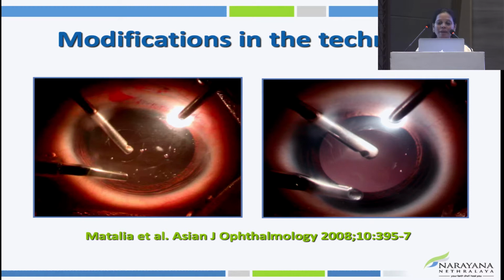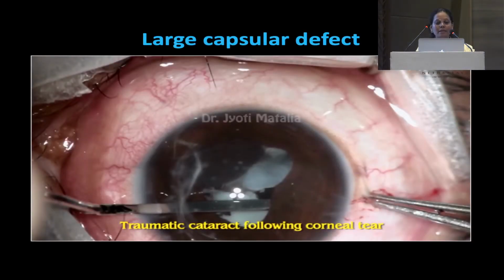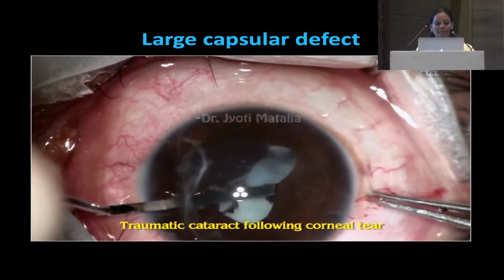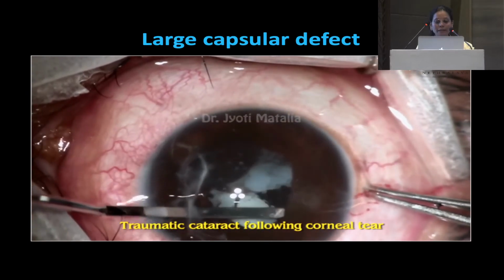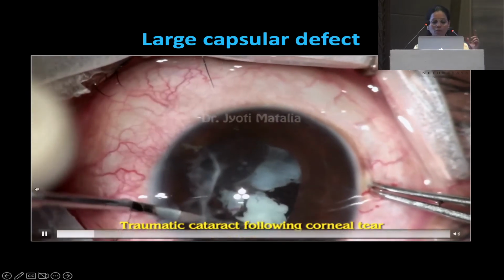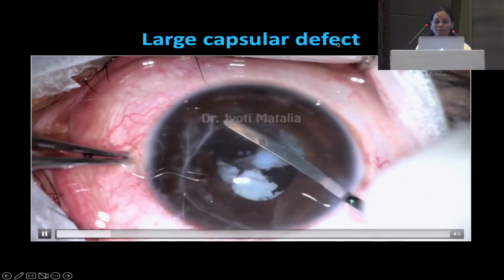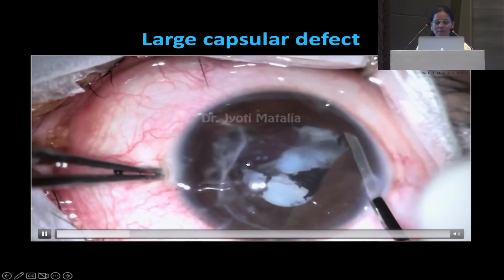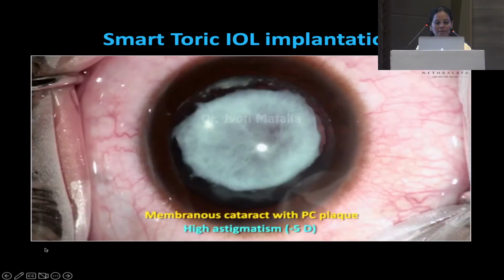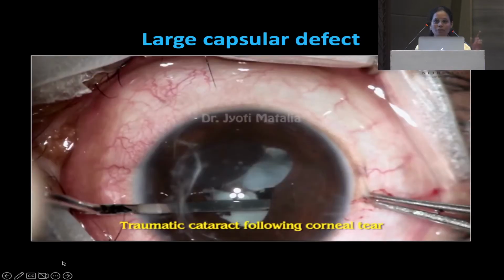So let me start by showing you some interesting cases. This is a patient who had a large capsular defect, and it's about how to manage a traumatic cataract following corneal tear. It's coming slow. Yeah, I think, can you increase the volume for this?